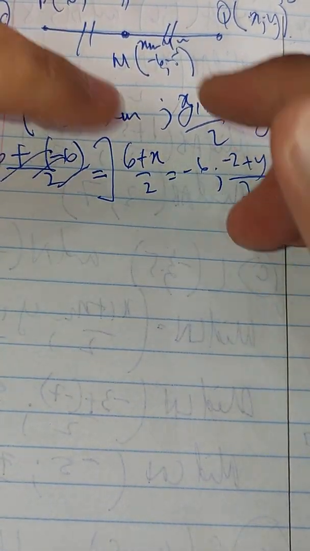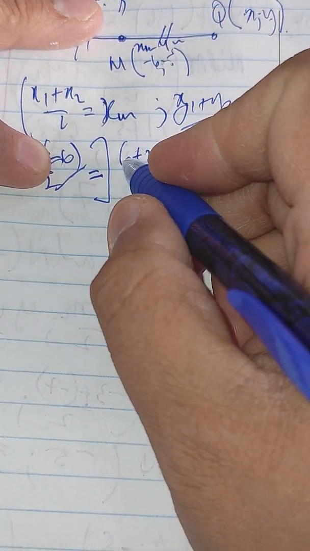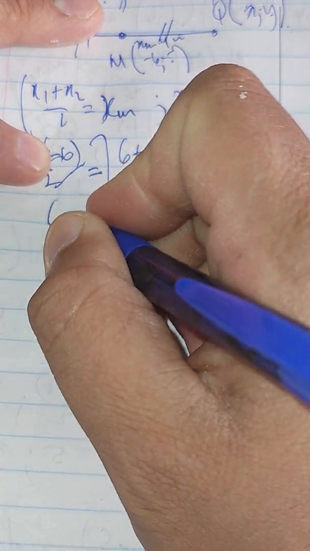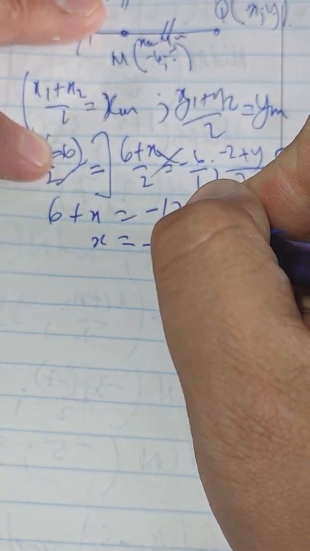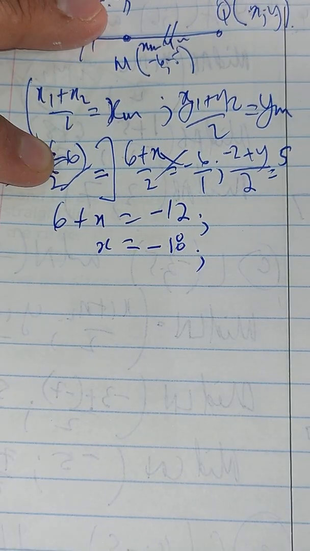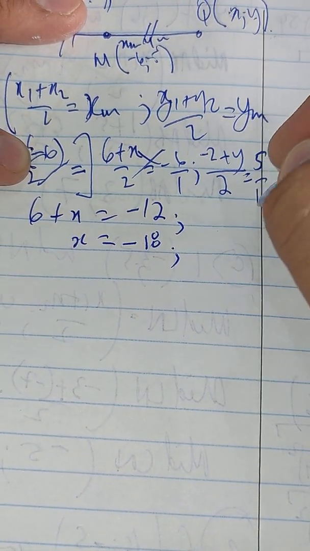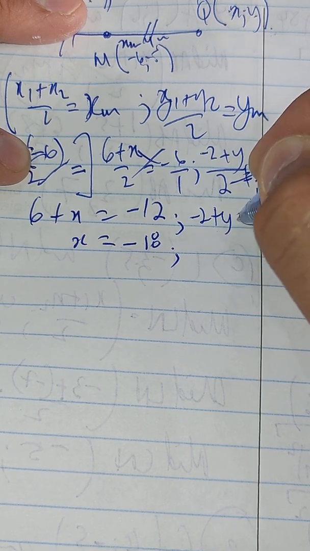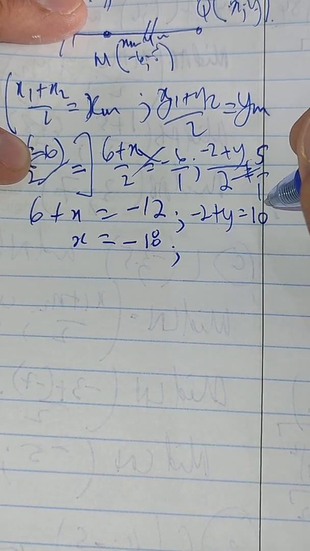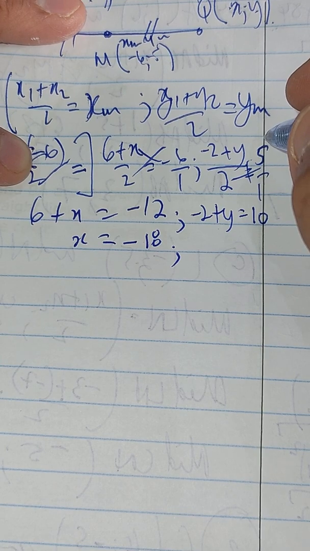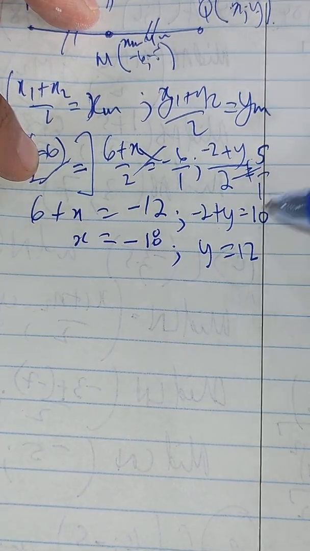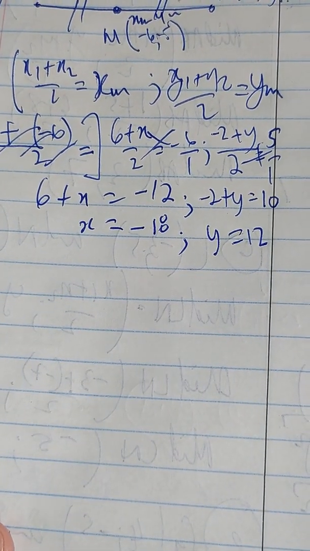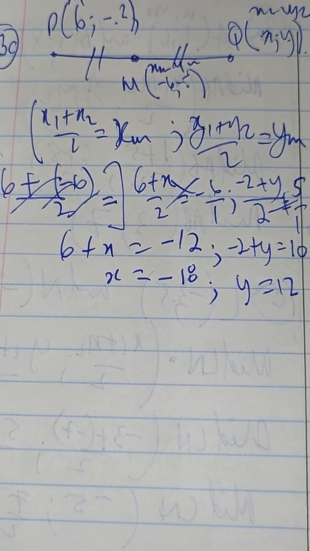Okay. So what I do is I cross multiply. So 6 plus x times 1 is 6 plus x. 2 times negative 6 is negative 12. So x is negative 18. Here I cross multiply. So negative 2 plus y is equal to 10. So y is equal to 12. So x is negative 18 and y is 12. Okay, that was for 3c.